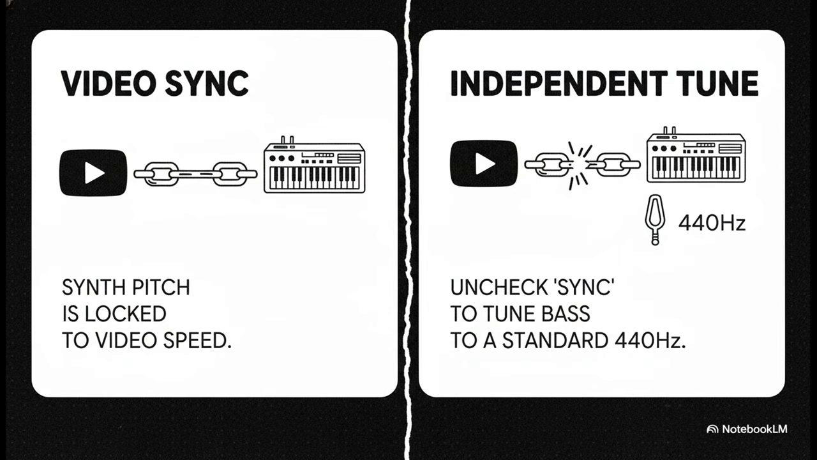So if you speed up or slow down the YouTube video, the synth's tuning follows right along with it. But if you uncheck that box, you go into independent tune mode. This locks the synth to a standard 440 Hz tuning, which is perfect if you want to play along with other instruments in perfect pitch.